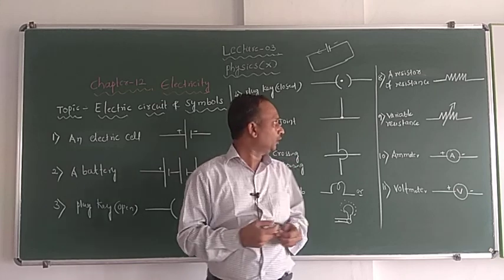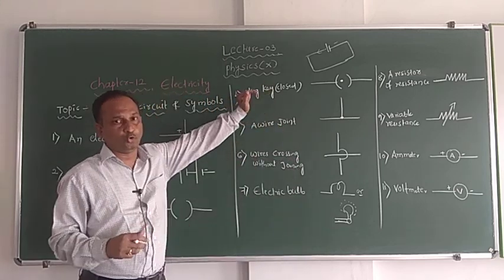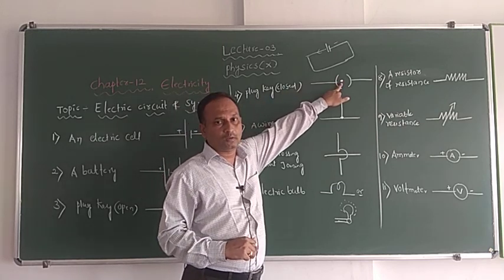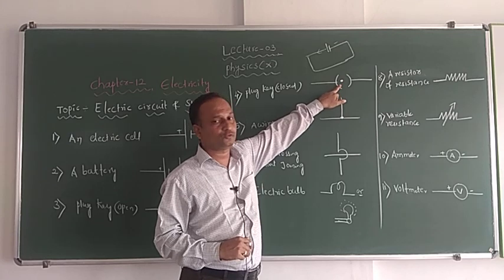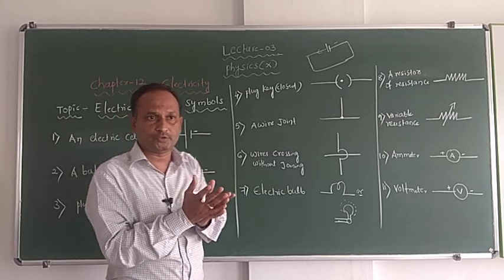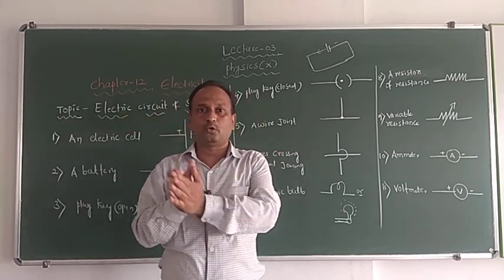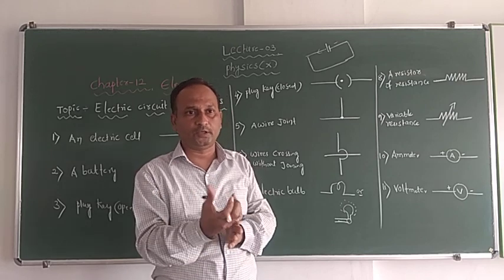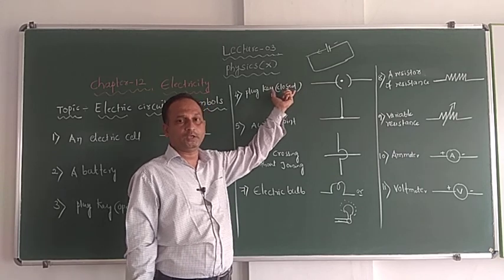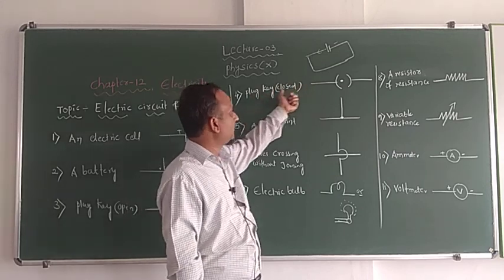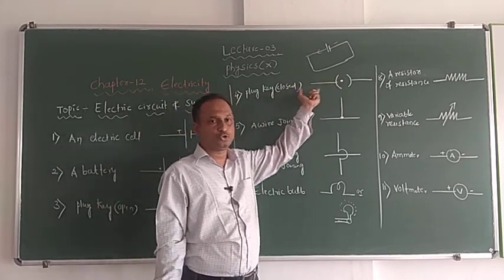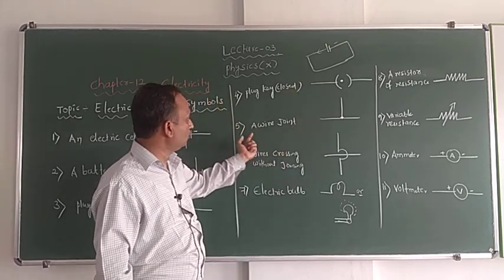Okay, now we will come to the next one, the plug key closed. When we keep one dot mark at the center, it shows that the plug key is closed. When the plug key is closed, the current will start flowing from one point to another, across the connected devices, and if a bulb is connected, the bulb will glow. It shows there is a flow of current in the circuit. Whenever you want current to flow in the circuit, you just close the key, then the current starts flowing. We can say the switch is on. Now we come to the wire joint.